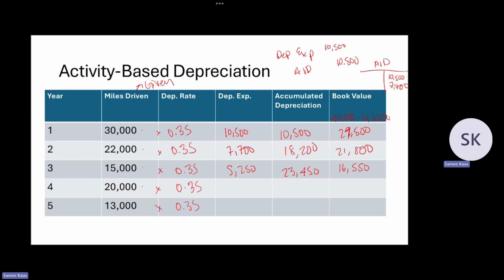Year 4, I have depreciation. Oh, check this out. I drove it more in year 4. My depreciation can go up. That's totally fine. So I have 7,000 for a total accumulated depreciation of 30,450 and a net book value of 9,550. Okay. 13,000 multiplied by 0.35 should give me 4,550. What should my accumulated depreciation be? Well, it should be the 35 to make sure I don't depreciate this past my residual value. So because I took into account my residual value when calculating this over here, I will mathematically never reduce it past my residual value.